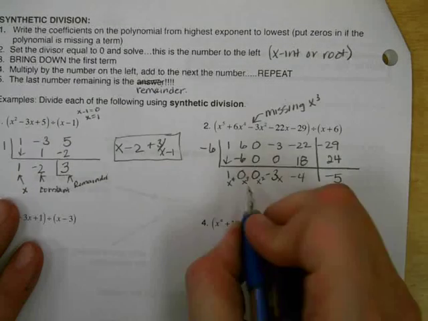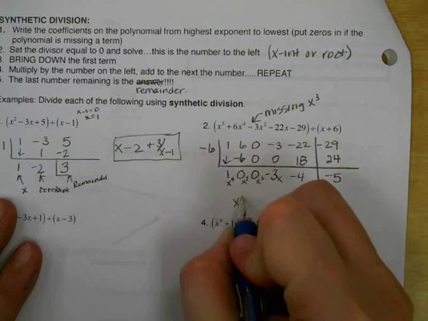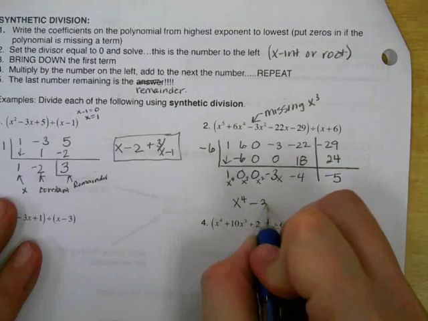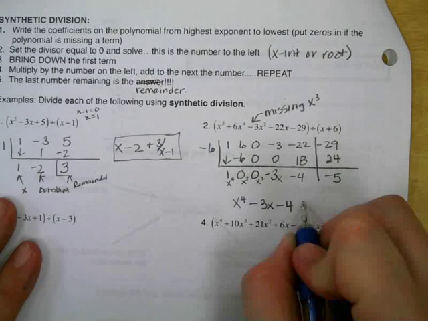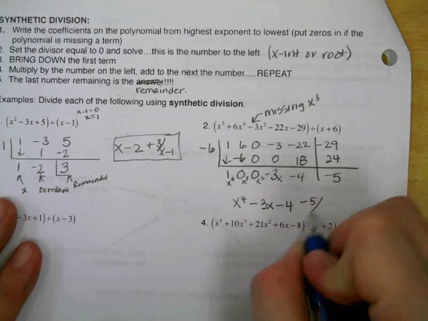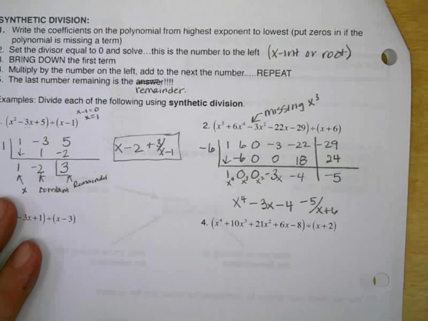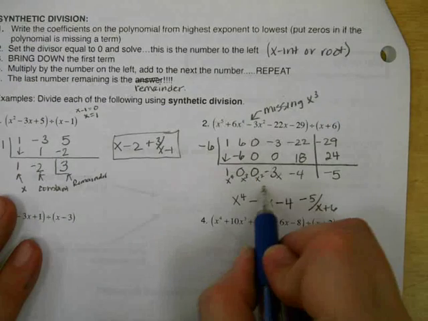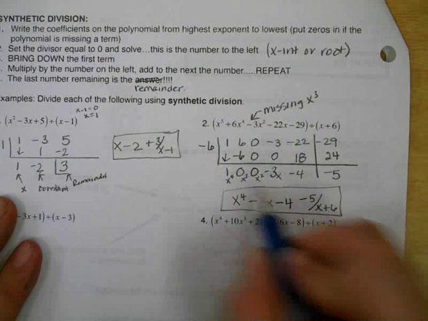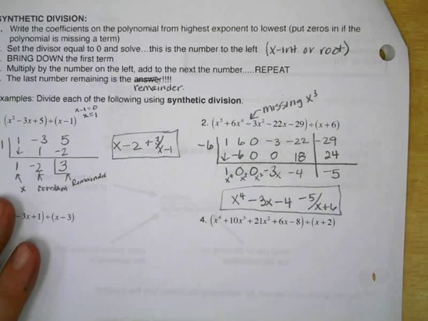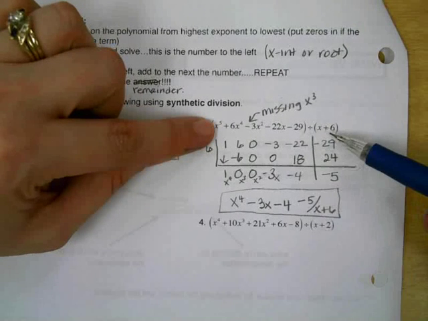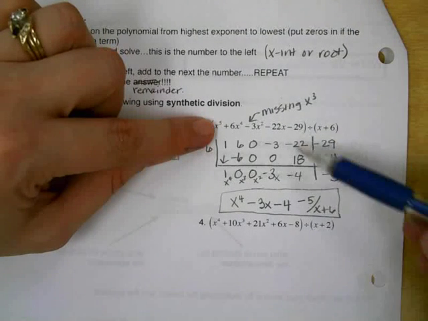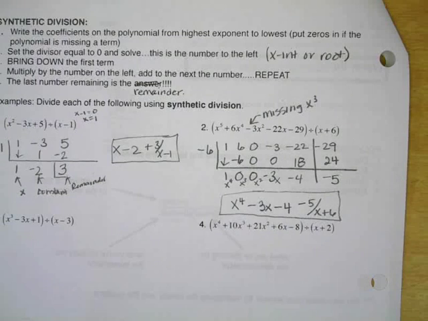Now, we don't usually need to write all these zeros in here, so our final answer is just going to be x to the 4th minus 3x minus 4, and then your remainder is negative, so -5 over x plus 6. Okay. And again, it makes sense that we got an x to the 4th because we started with an x to the 5th, and we divided it by an x. So 5 minus 1 gives me x to the 4th.